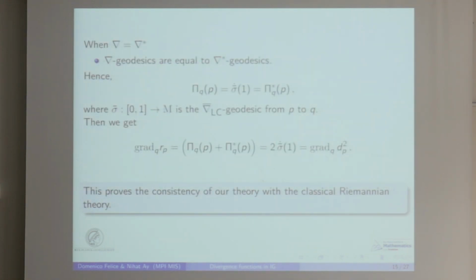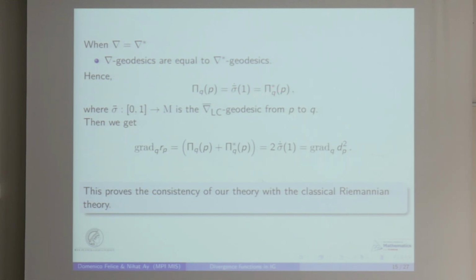The Riemannian case is obtained from a statistical manifold when we equate the two connections nabla and nabla star. In this case, the statistical manifold is a Riemannian manifold, and the nabla geodesics are equal to the nabla star geodesics. So the vector pi is nothing but the Levi-Civita velocity vector. And the same happens for the pi star.